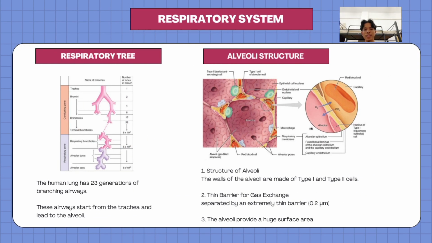As you can see from the picture, it starts from the trachea and leads to the alveoli. For information, the human lung has 23 generations of branching airways. Next, alveoli structure. The wall of the alveoli is made of type 1 and type 2 cells. They are a barrier for gas exchange and it's really thin, separated by 0.2 micrometer. And alveoli provide a huge surface area for gas exchange.